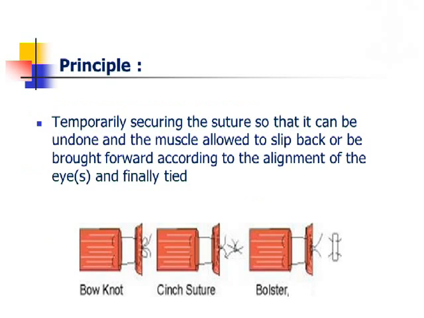It is based on the principle of temporarily securing the suture so that it can be undone and the muscle is allowed to slip back or be brought forward according to the alignment which is needed. It can be done in three methods: bow-knot, Singh suture, or bolster method.